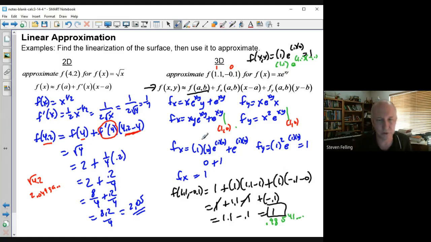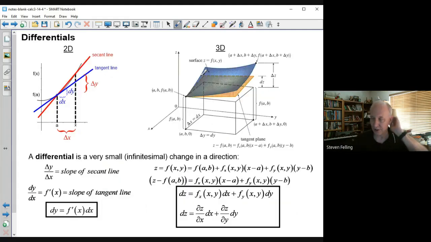And the only thing here in Calc 3 is we're saying that we don't just have one derivative times its distance, we have both derivatives times their distances away from the easy point to compute. Okay? All right. Okay, the third and last topic for this video is differentials. And so just definitions of what they are.